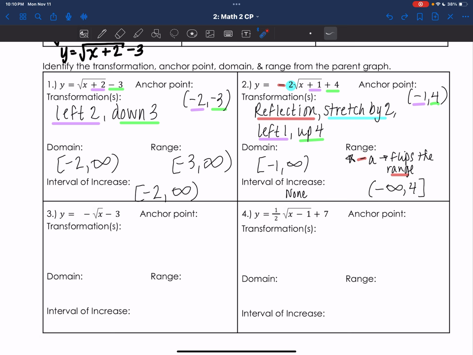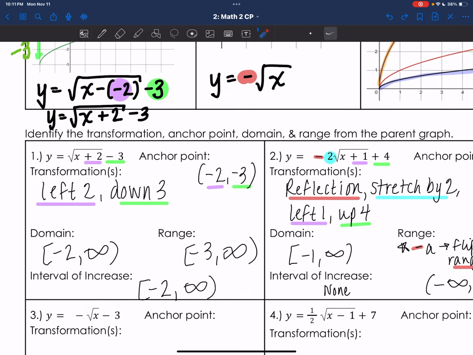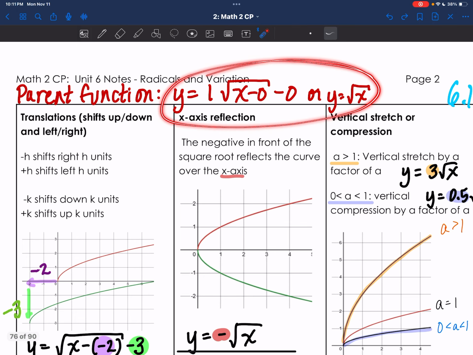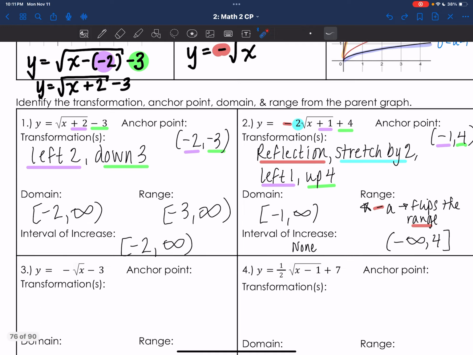Now let's go ahead and identify the transformation, anchor point, domain and range from the parent graph. If you look at number 1, up here I wrote the parent function. You notice there's a 1 here, h is 0, k is 0. So this is the parent function. If there's any difference here, then you know there's some type of transformation. So now let's look.